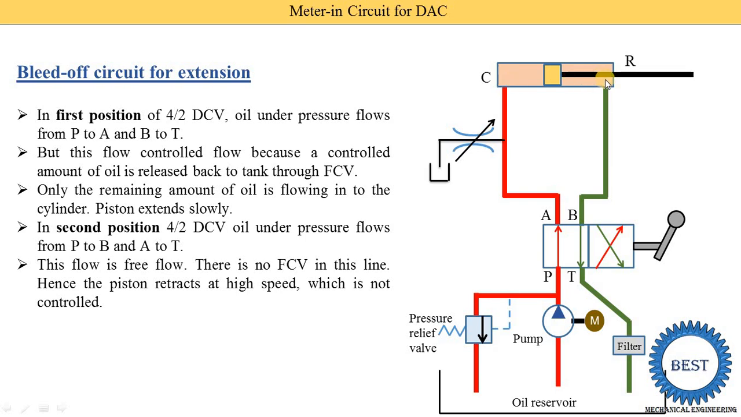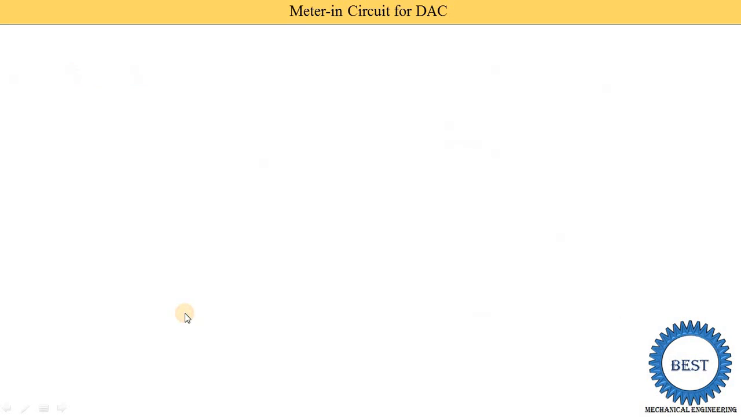Now when the piston is moving during the retraction, from right to left, some oil is present here, so the oil is directly supplied to the A port. The oil does not go to the flow control valve, or even if it goes to the flow control valve, it also goes to the reservoir. So we are not able to control this speed. This is called the bleed off circuit for extension stroke.